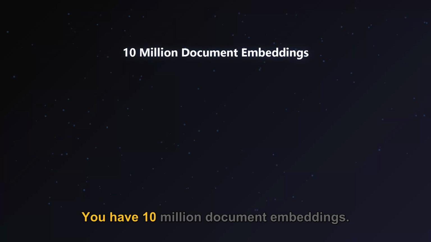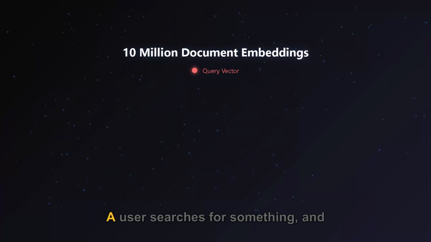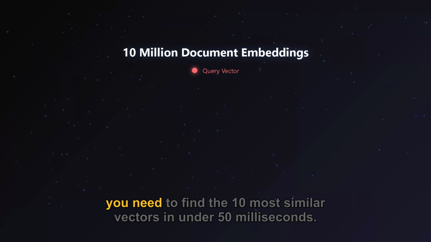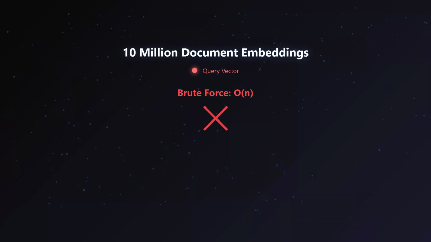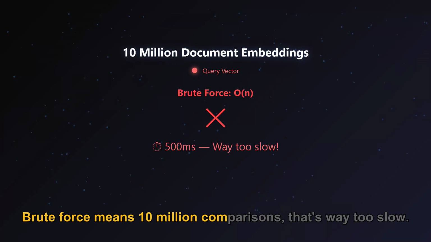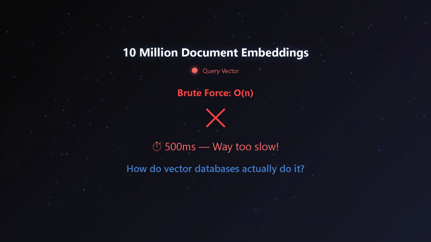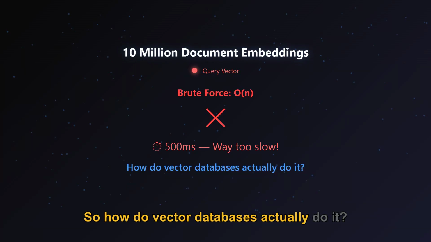You have 10 million document embeddings. A user searches for something, and you need to find the 10 most similar vectors in under 50 milliseconds. Brute force means 10 million comparisons. That's way too slow. So how do vector databases actually do it?